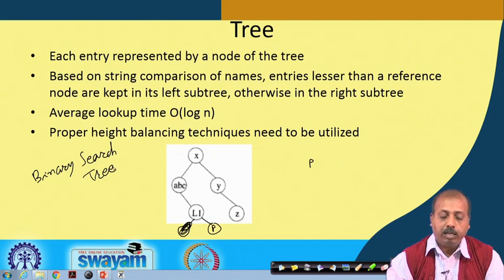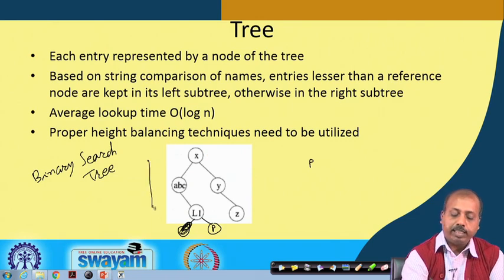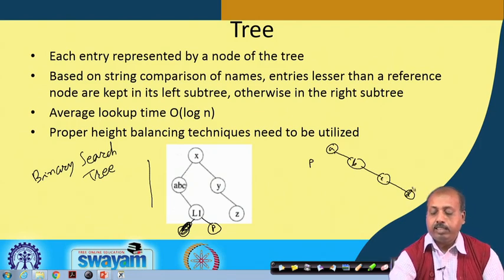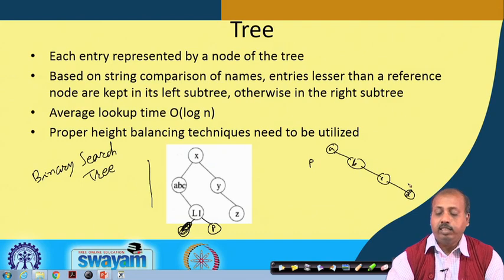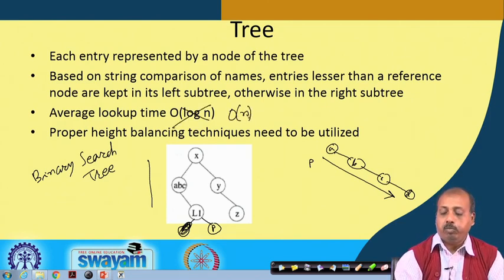Now, the average lookup time will be order log n, because if there are n symbols and the tree is perfectly balanced, then there will be log n such levels. Of course, there may be a situation where the symbols give rise to a skewed tree. Suppose the symbols come in the sequence A, B, C, D like that, such that successive symbols are all greater than the previous symbol. This will create a tree like this, and in that case the complexity, instead of being log n, will become order n.